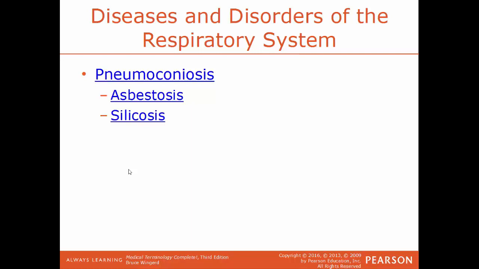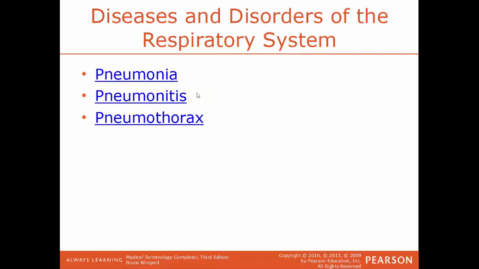An example of that would be the next two terms, asbestosis and silicosis. Asbestosis would be the disease resulting from the inhalation of asbestos particles, and silicosis would be a lung disease that's related to the inhalation of silica products in the air.